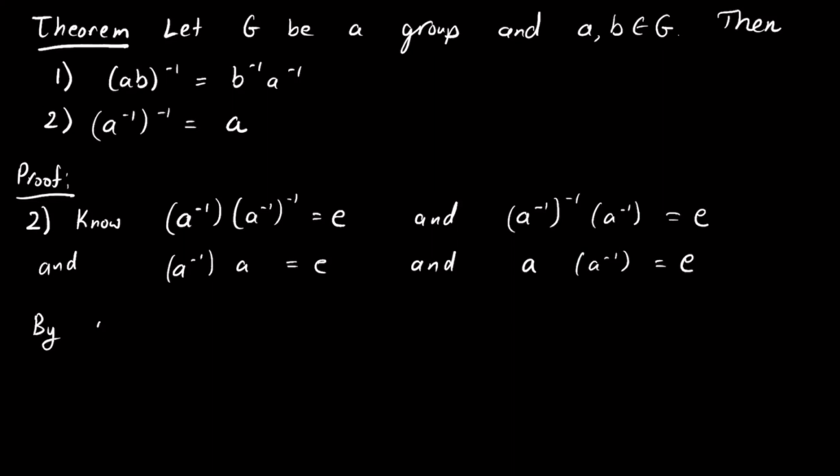So I can say by uniqueness of inverses, again, by uniqueness of inverses, I'm forced to conclude that A is equal to A inverse inverse, that A is the same as the inverse of A inverse. Okay, so that proves my theorem here.